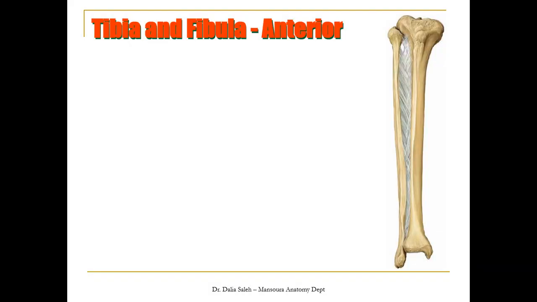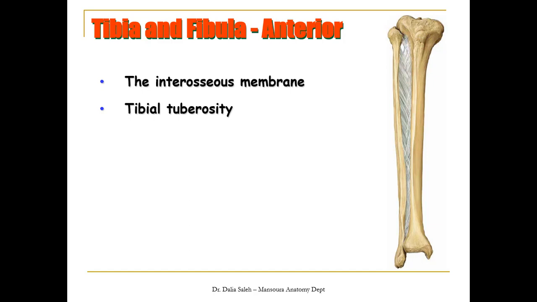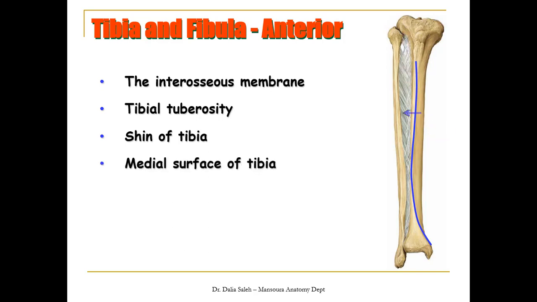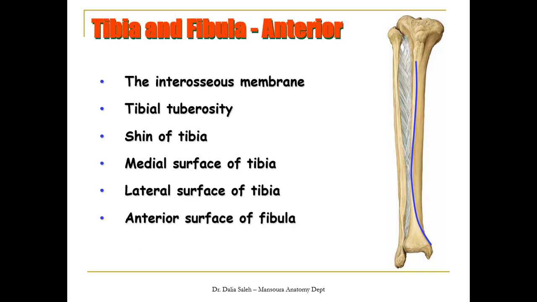We can see here the anterior view of both articulated tibia and fibula. In between them lies the interosseous membrane. Here is the tibial tuberosity, and this is the chin of the tibia, or the anterior border of the tibia, which divides the anterior surface of the tibia into two: the anteromedial surface and the anterolateral surface of the tibia. This is the anterior surface of the fibula.